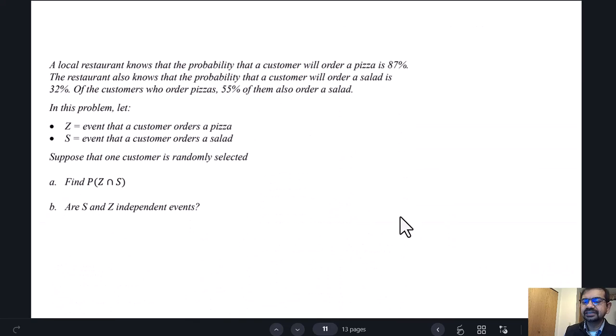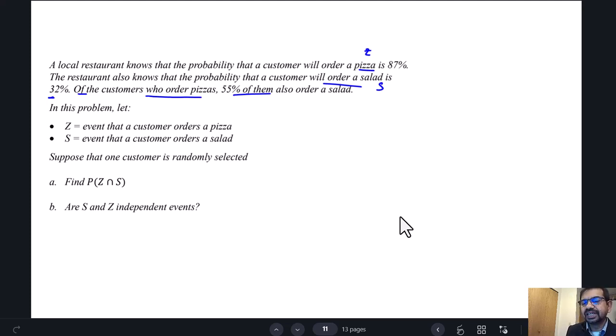So let's apply this to a problem. Let's say that we have a local restaurant and it knows that the probability that the customer will order pizza, let's call this the event Z, is 0.87. And the restaurant also knows that the probability that the customer will order salad, let's call that event S, is 0.32 or 32%. We also know that, now notice the language, of those who order pizza, 55% of them also order a salad. So of those who order a pizza, 55% also order a salad.